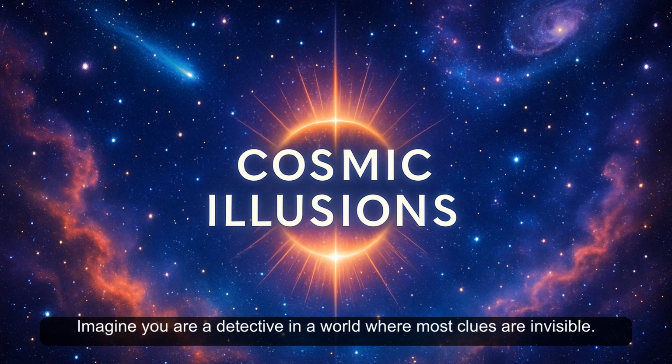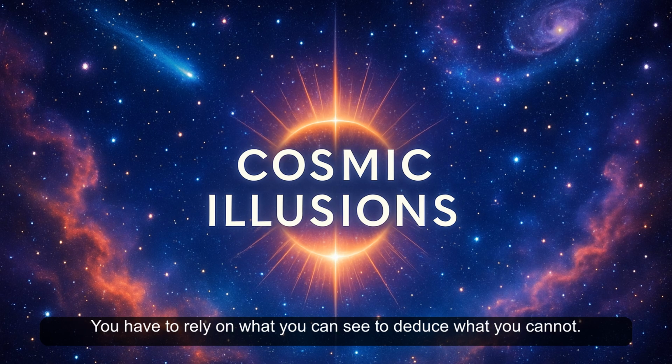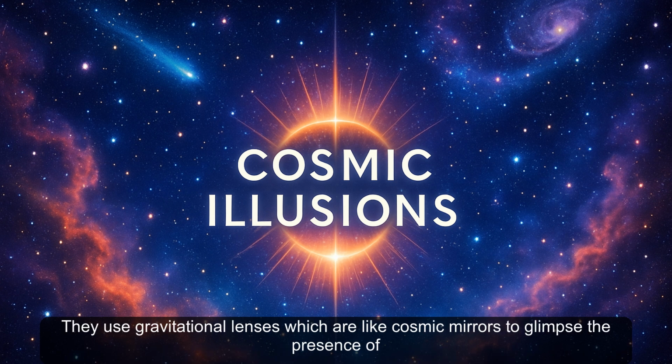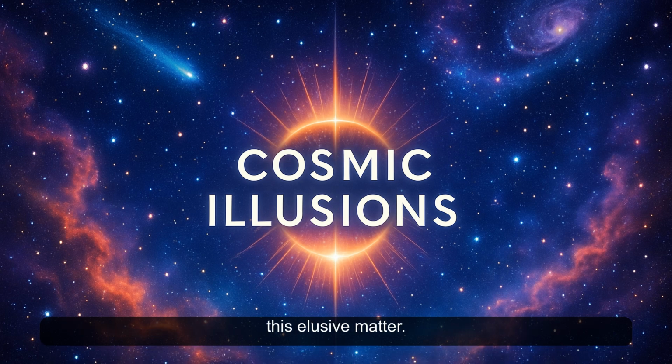Imagine you are a detective in a world where most clues are invisible. You have to rely on what you can see to deduce what you cannot. This is how astronomers studying dark matter work. They use gravitational lenses, which are like cosmic mirrors, to glimpse the presence of this elusive matter.